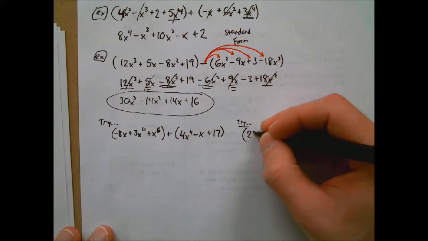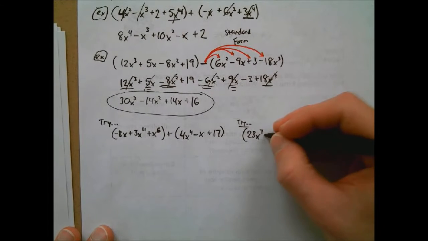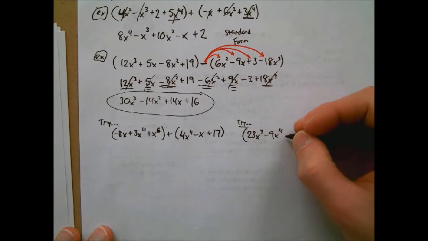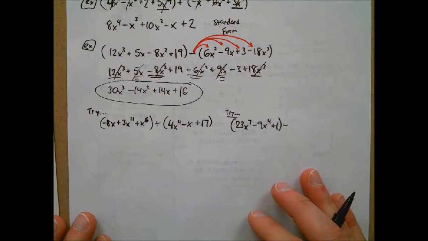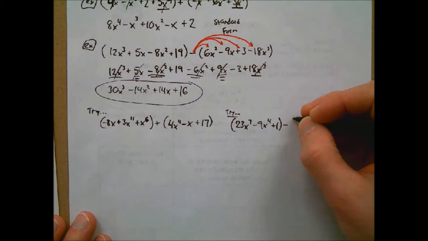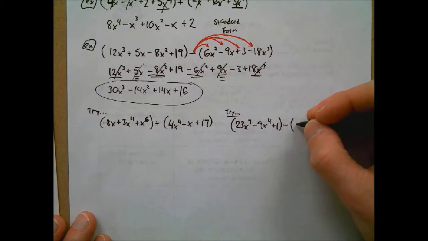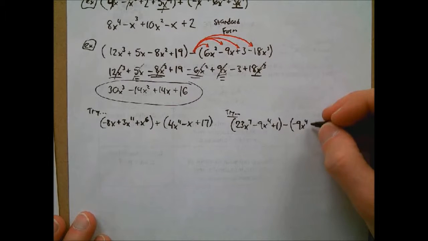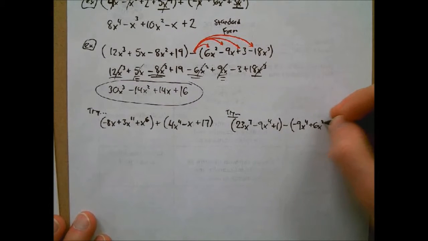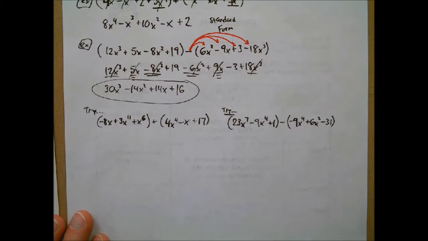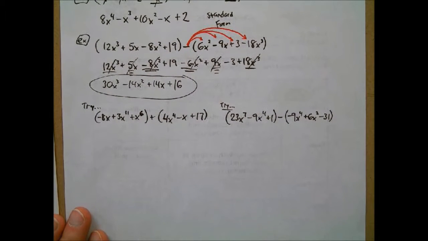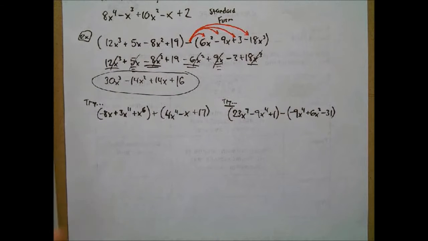23x to the 7th minus 9x to the 4th plus 1 minus negative 9x to the 4th plus 6x squared minus 31. Okay, did it all fit? Almost. Okay, there we go. All right, try those two real quick. See what you can come up with there.